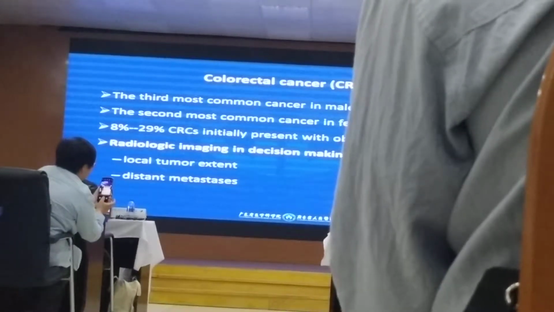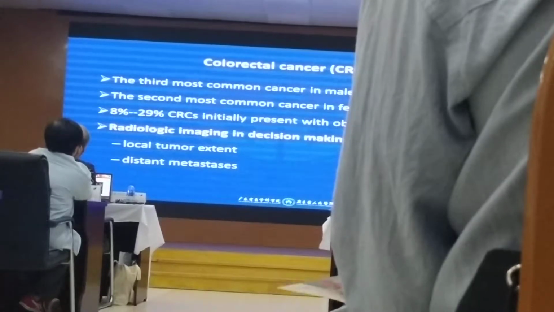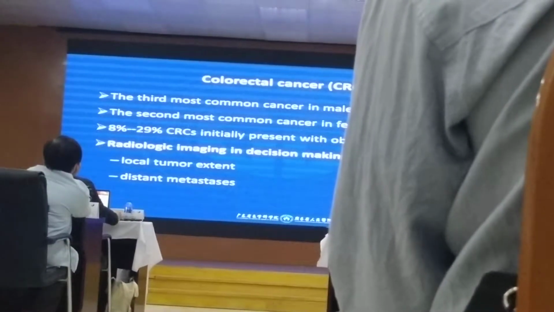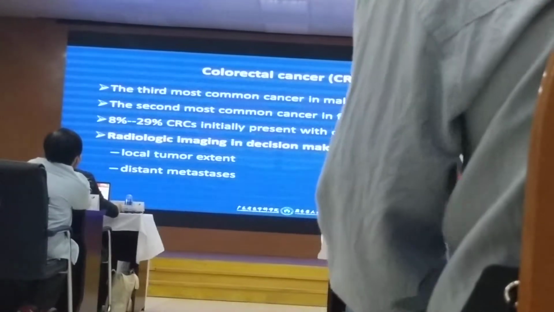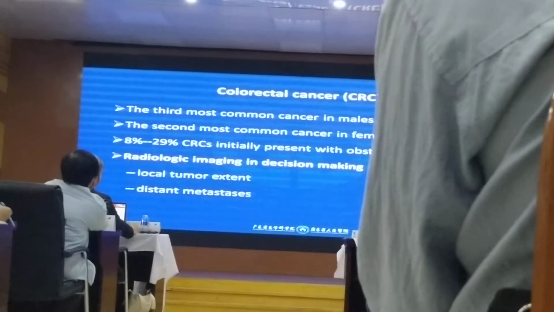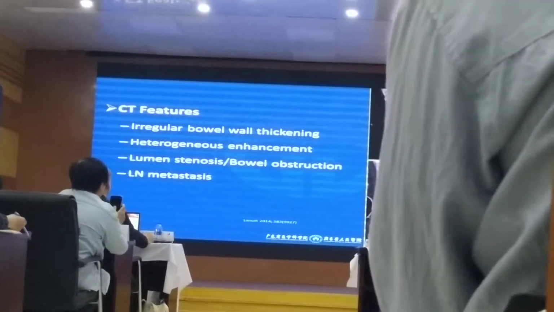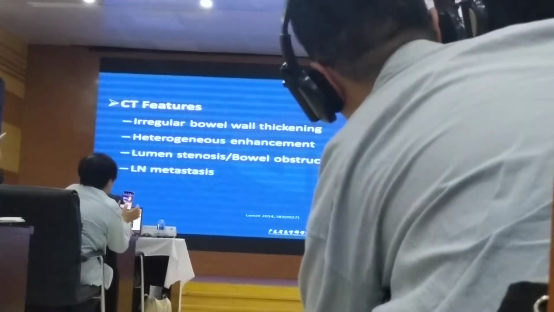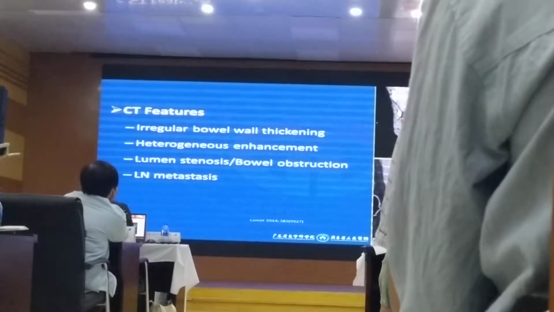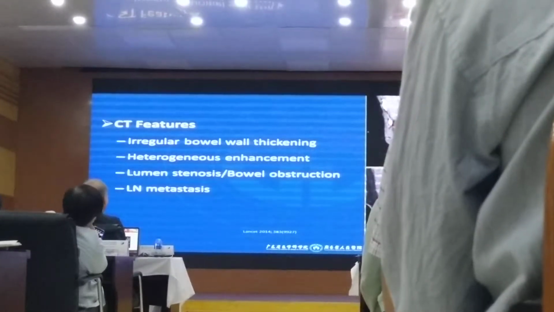Colorectal cancer is the third most commonly diagnosed cancer in males and second in females, with an estimated 1 million cases and 693,900 deaths occurring in 2012. Despite the wide availability of screening and surveillance programs, approximately 20% of colorectal cancers are disseminated at the time of diagnosis. The findings of colorectal cancer include irregular thickening of intestinal wall, stenosis of lumen, or intestinal dilation with intestinal obstruction, heterogeneously enhanced lesion, and metastatic lymph nodes.